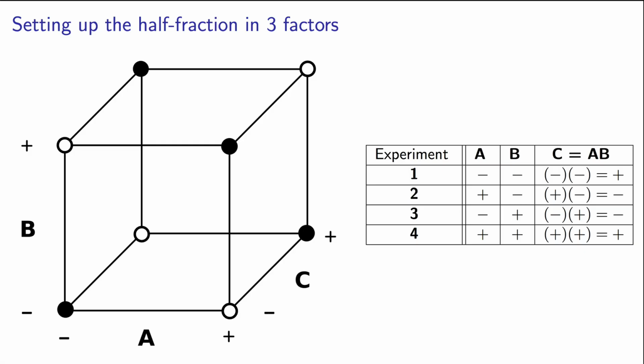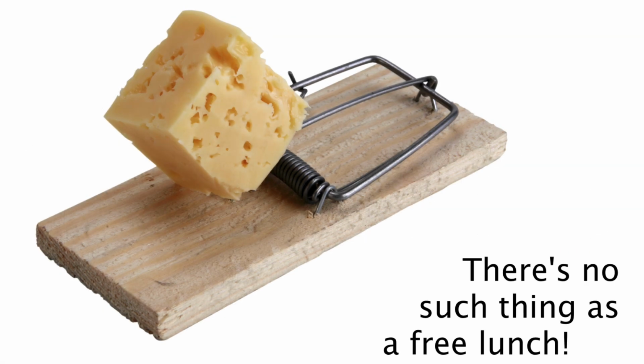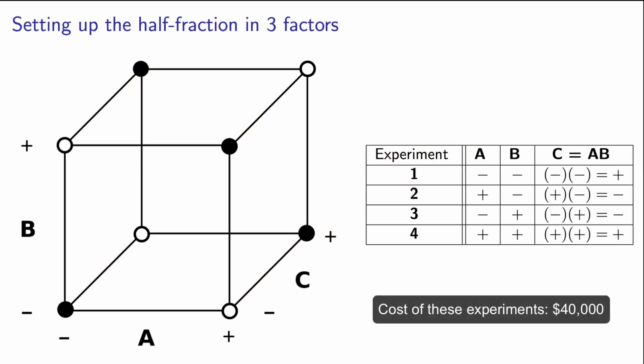In the next video, I'm going to show you where I got that rule that C should equal A times B. So let's understand the trade-off here. If we do half the amount of experiments, we have to accept that we get less information from the system. I guess you can say there's no such thing as a free lunch. You can't get something for nothing. The question is, what is the penalty for doing fewer experiments? What is this free lunch costing me?